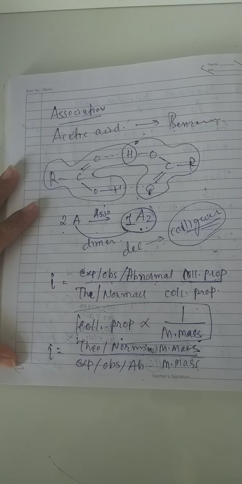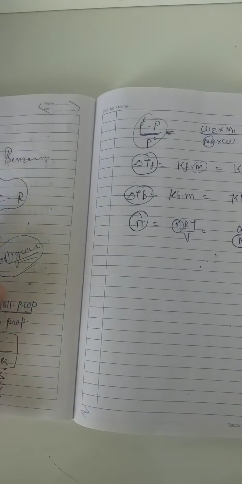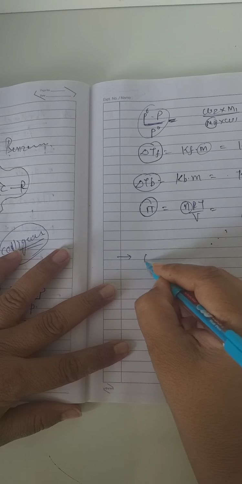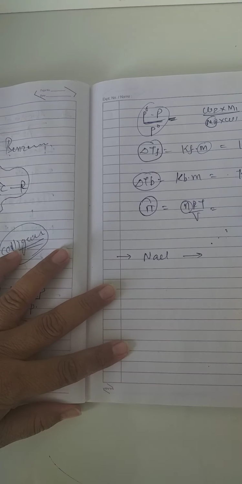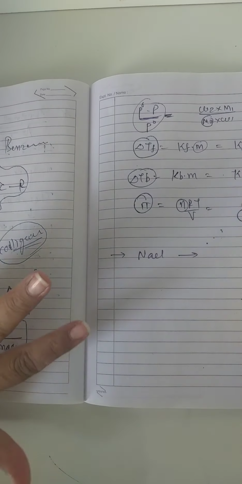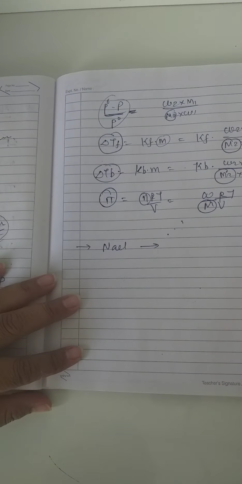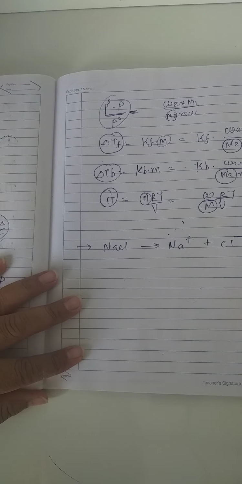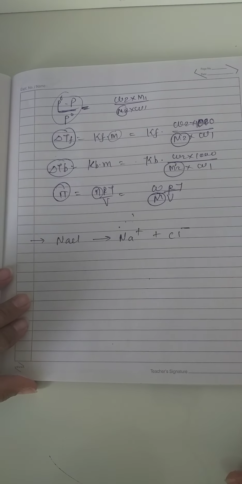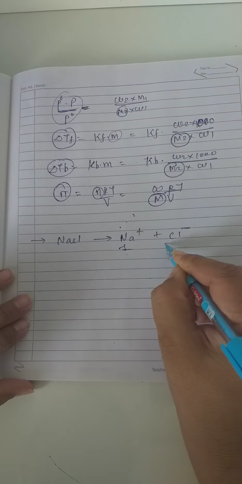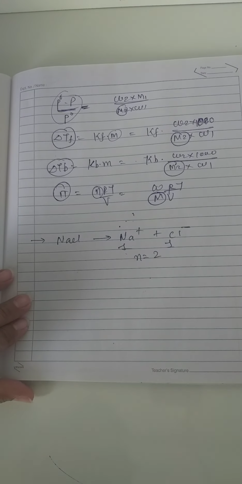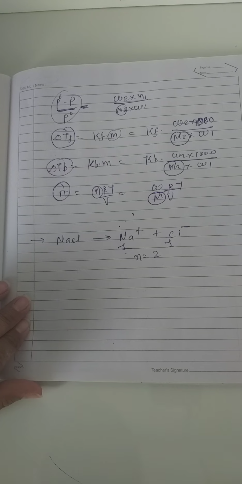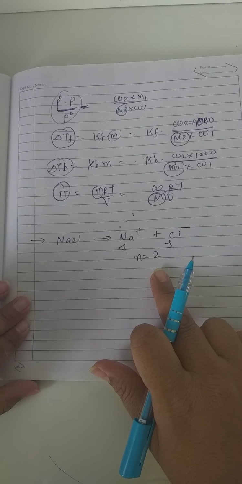So this is the method by which we can find the van't Hoff factor. Now how to do it in numericals, we'll see at the time of numericals. But let us take one example. Suppose I ask you, what is the van't Hoff factor of NaCl? Nothing is given, no concentration. Simple question. Just write the ionization: Na+ plus Cl-. We can see 1 mole of this and 1 mole of this, so the i factor or van't Hoff factor is 2.